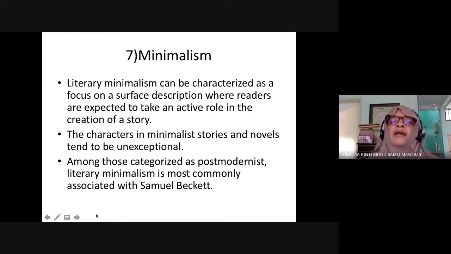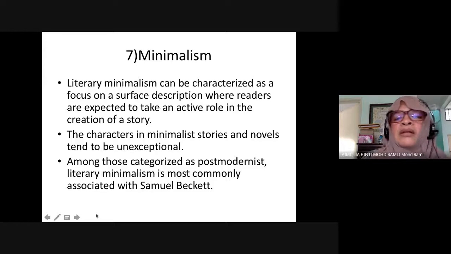Literary minimalism can be characterized as a focus on surface description where readers are expected to take an active role in the creation of a story. The characters in minimalist stories and novels tend to be unexceptional.